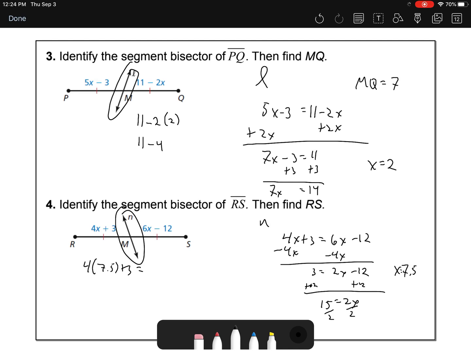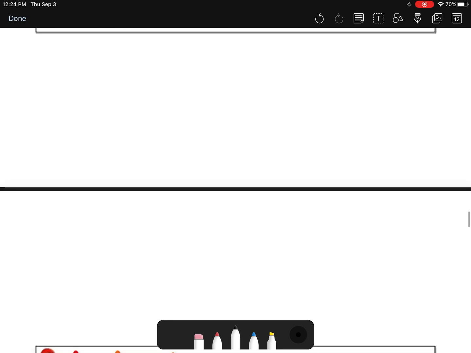Okay, now we're supposed to find RS, which is the entire length. Well, let's put 7.5 in there and add 3. Well, 4 times 7.5 is 30, so that's 33. So RM is 33, so what's MS? 33. So that means RS is equal to 66.